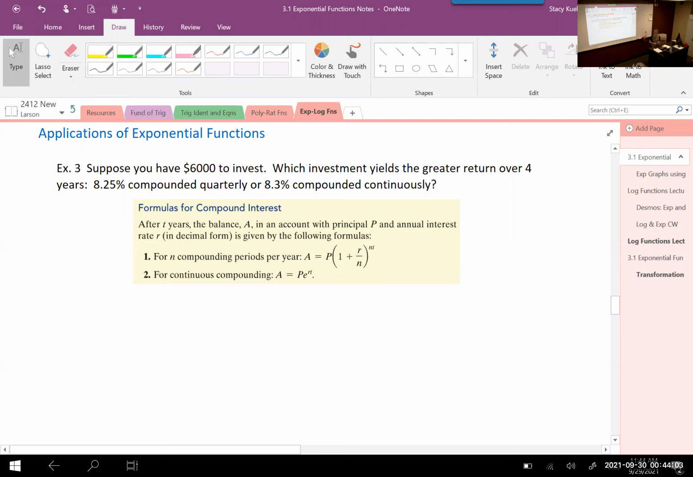So what we want to do here is compare which of these two investments is going to yield the greater return over 4 years. In this one the exponent is nt. This is rt, Pert. So we want to compare which one results in a better return using these two formulas. So we have a $6,000 investment.